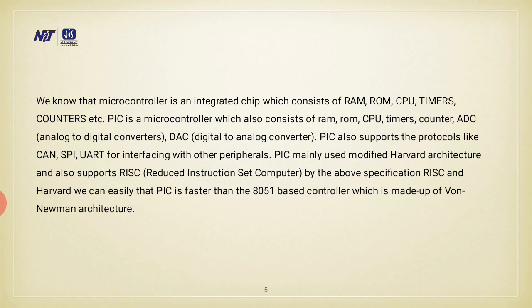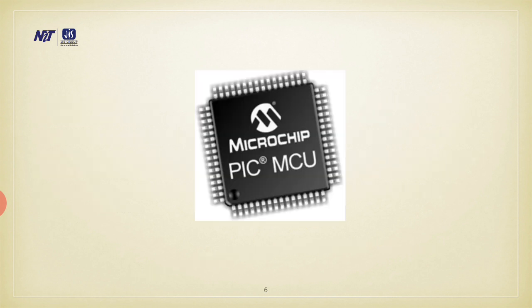PIC mainly used modified Harvard architecture and also supports RISC reduced instruction set computer. By the above specification, RISC and Harvard, we can easily see that PIC is faster than the 8051 based controller which is made up of von Neumann architecture. So, this is how the PIC chip is shown in the figure.